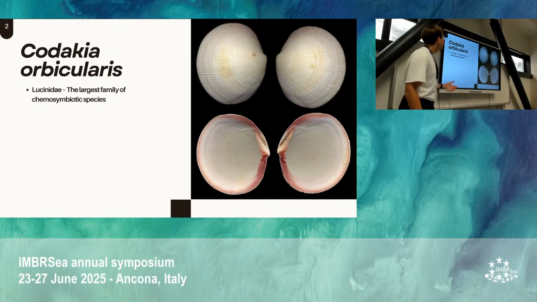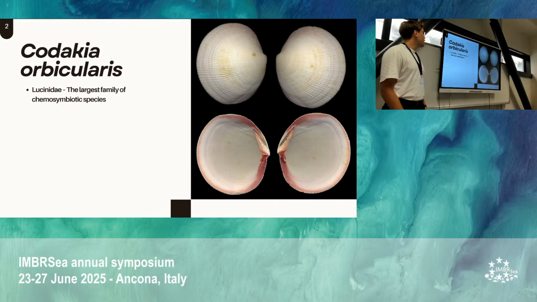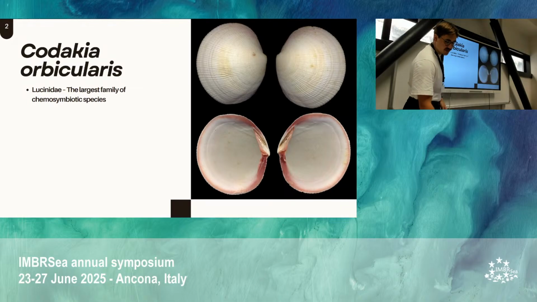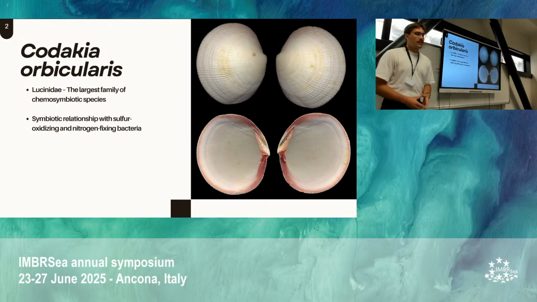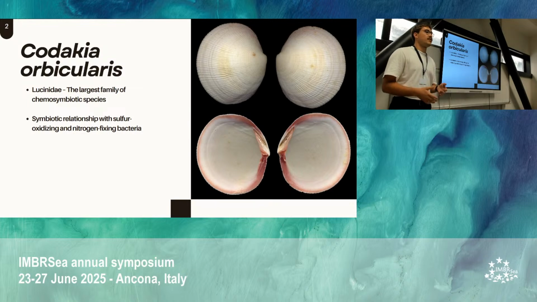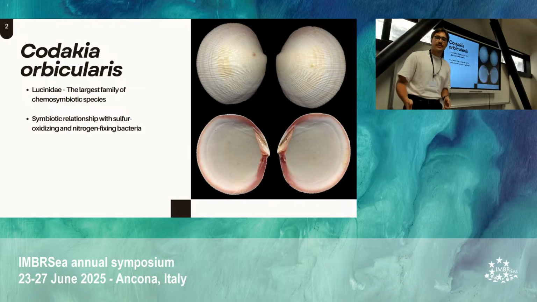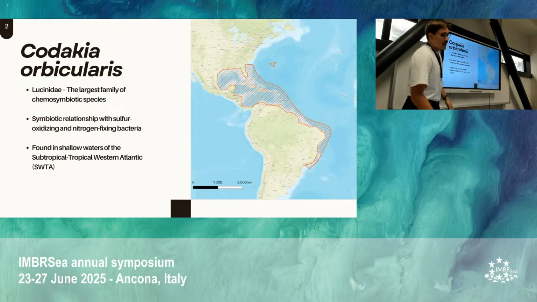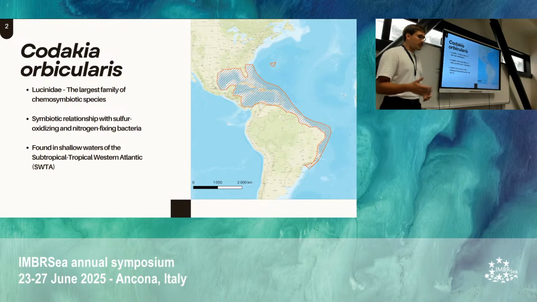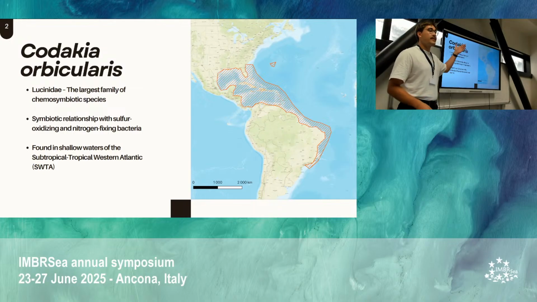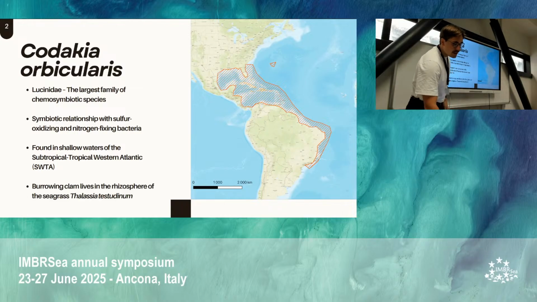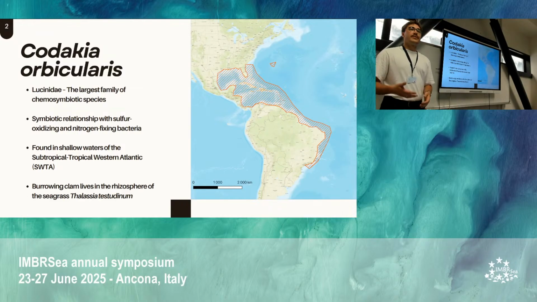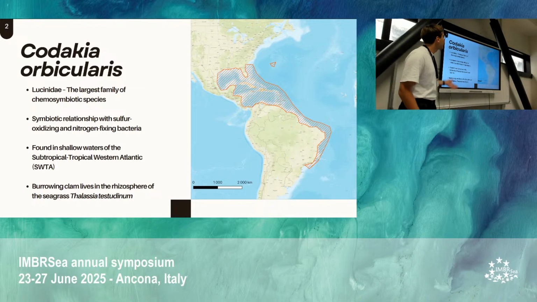One of these bivalves is Codakia orbicularis. It's a part of the Lucinidae family, which is the largest family of chemosymbiotic species. They have a symbiotic relationship with sulfur-oxidizing and nitrogen-fixing bacteria. They have specialized cells within their gills where they host the bacteria, and the bacteria can use sulfide within the sediment to chemoautotrophically produce organic carbon. These clams are found in the shallow waters of the subtropical and tropical Western Atlantic, all the way from Florida down to Brazil. They bury into the rhizosphere of the seagrass Thalassia testudinum, more commonly known as turtle grass, which is common all over the Caribbean.